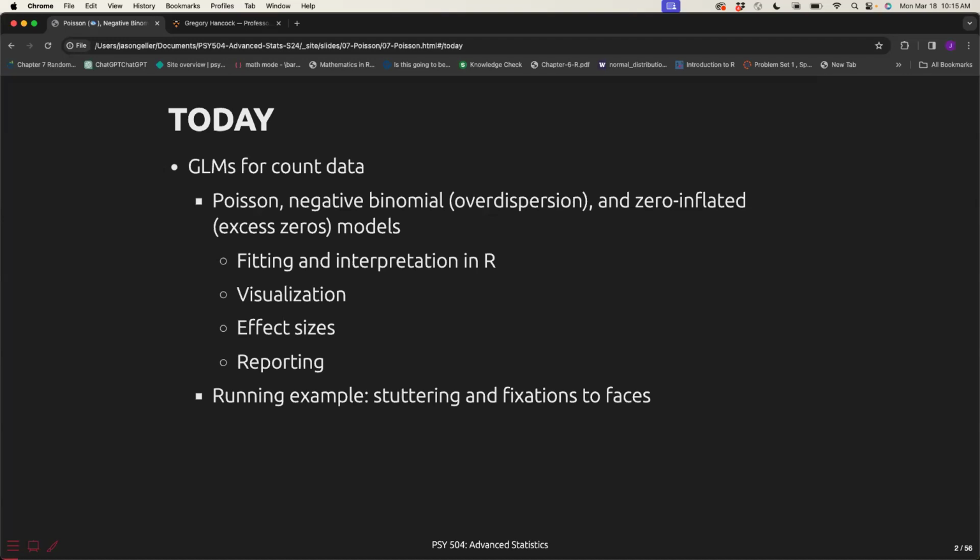And the running example I'm going to use today is from some work that I did a couple years ago where we looked at stutterers and fixations to faces. So I'm going to talk about some of the eye tracking work that I've done.